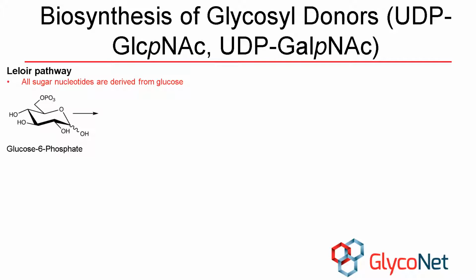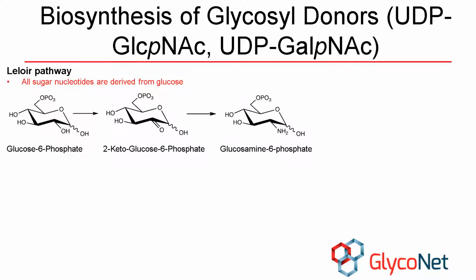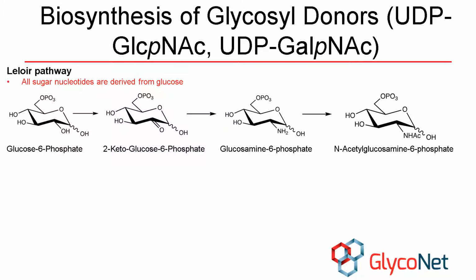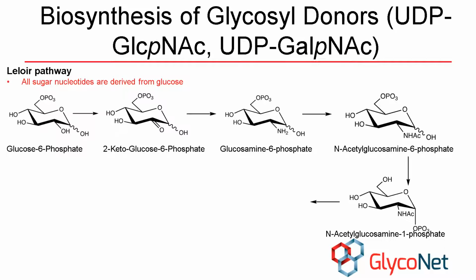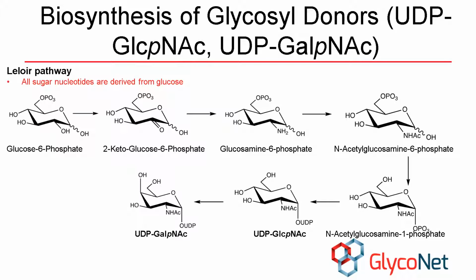The UDP derivatives of N-acetylglucosamine and N-acetylgalactosamine stem from the intermediate glucose 6-phosphate. Glucose 6-phosphate is converted to 2-keto-glucose 6-phosphate, which is transformed to glucosamine 6-phosphate. Upon acetylation of the nitrogen, the phosphate group is transferred to position 1, which is then converted to the UDP sugar. The UDP-glucosamine is converted to the UDP-galactosamine in the same process that the UDP-glucose was converted to the UDP-galactose.